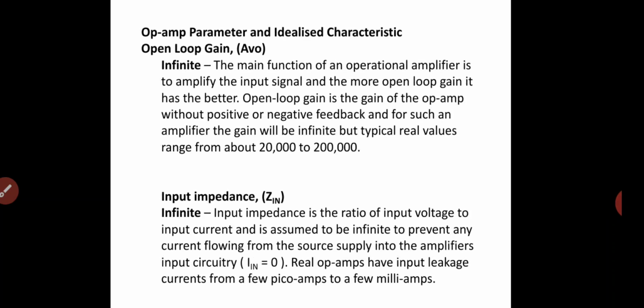Input impedance. Input impedance is the ratio of input voltage to input current and is assumed to be infinite to prevent any current flowing from the source supply into the amplifier's input circuitry. Input currents are zero. Real op-amps have input leakage current from a few picoamperes to a few milliamperes.